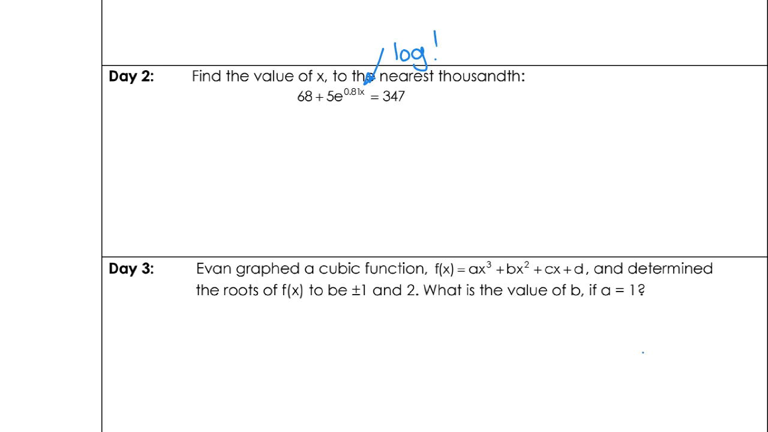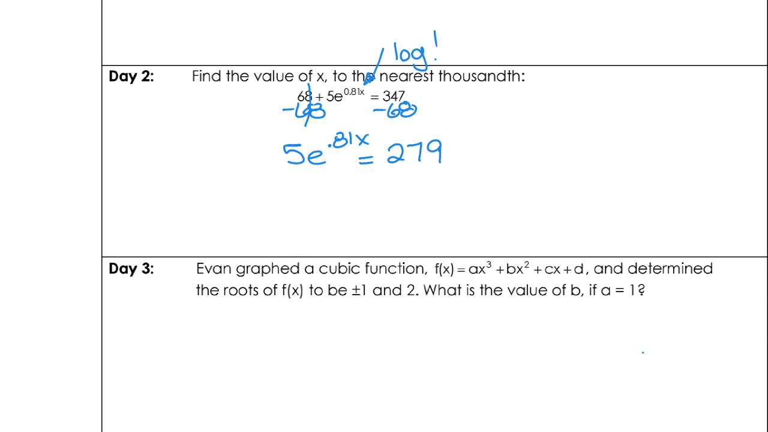All right. And so we're going to go ahead and say that we need to remove a few things before we have just the base, exponent, and number in order to use logs. And so the first thing to go is the 68. Okay, so we're going to go ahead and subtract 68 to the other side so that we have a little bit less on this side. We have a 5 e to the 0.81x equals 279.